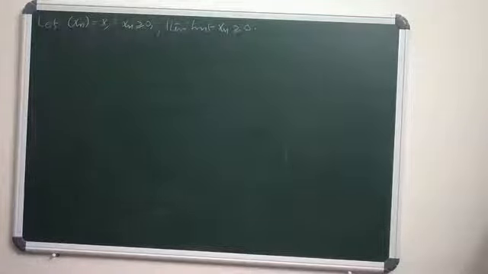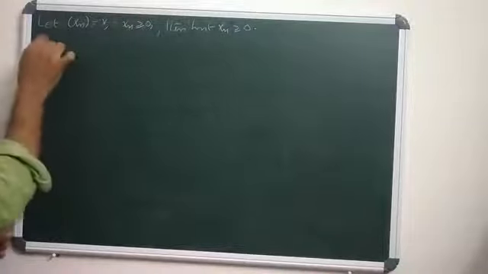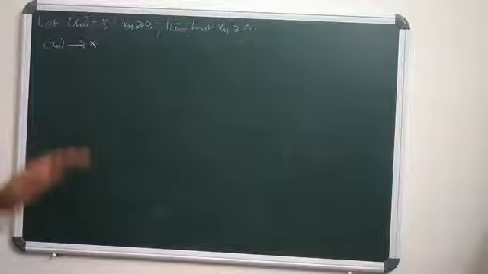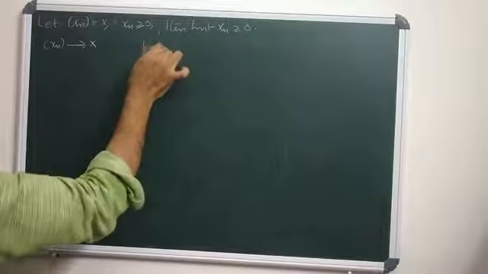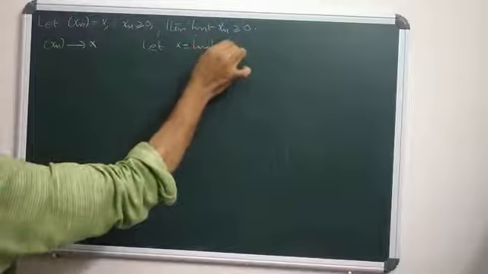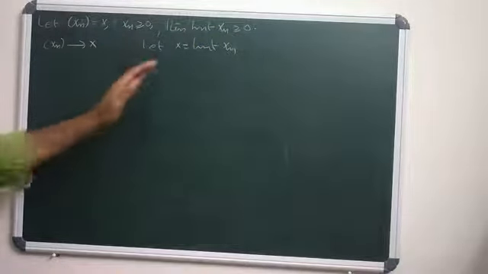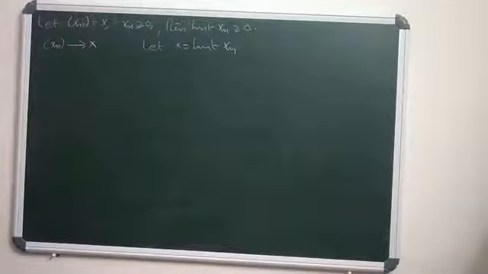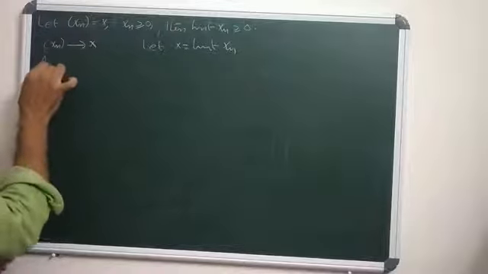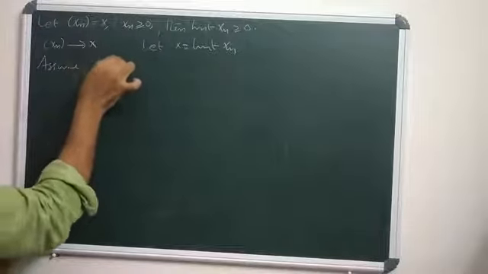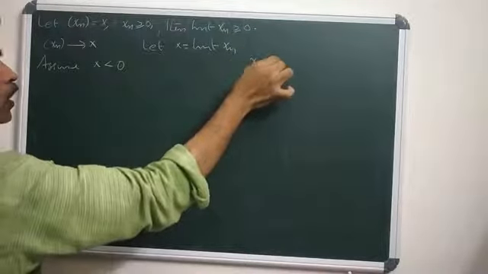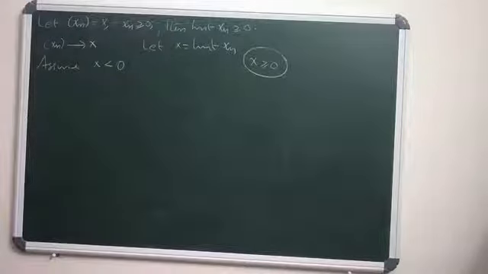How to prove? The proof is done by the contradiction method. As given, suppose the sequence xn converges to x. Let x equal limit xn, which means xn converges to x. Now to show limit xn is greater than or equal to 0, we want to show that x is greater than or equal to 0. That's our goal.